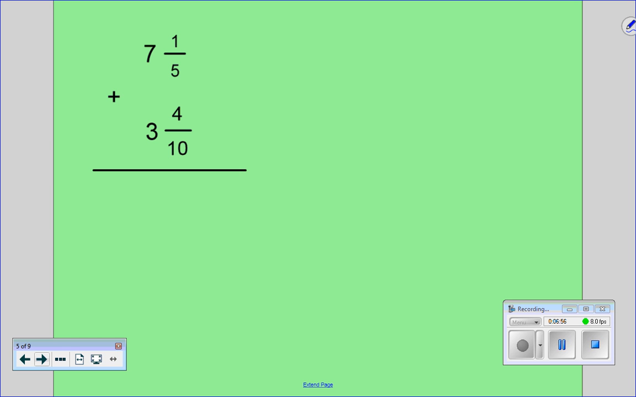Yes, in the end, reduce if you can. Because you will be able to do that on this one, for sure. In the end, reduce if you can.